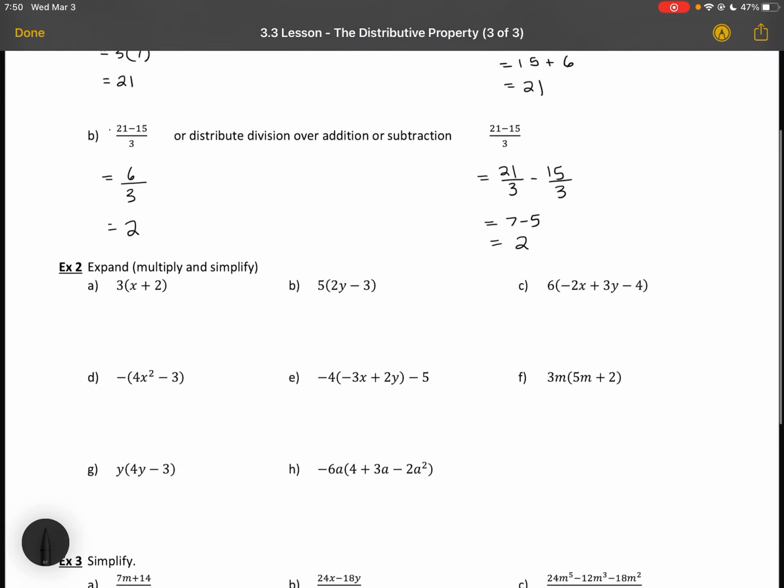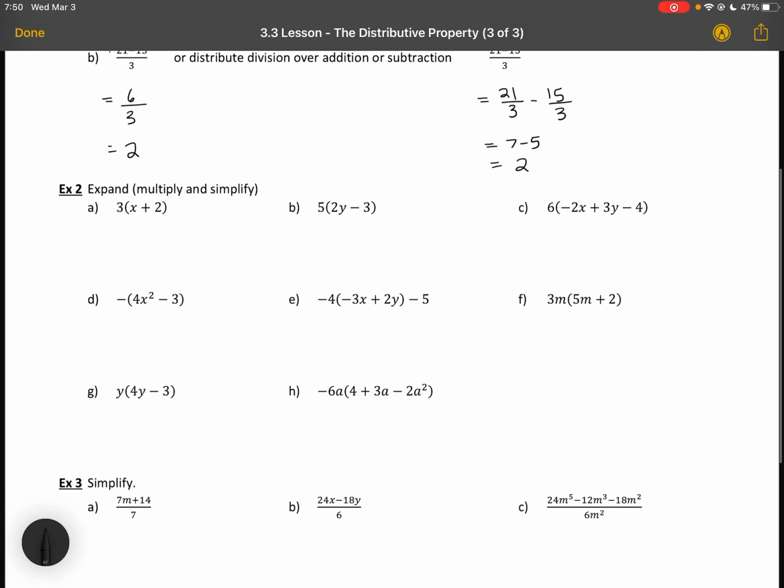So let's try some examples that involve variables. So we are going to expand, which means that we're going to multiply or get rid of the brackets and then collect any like terms that we might have. So I'm going to take the 3, multiply it by x, the 3, and multiply it by 2. So I have 3 times x plus 3 times 2, which is 3x plus 6. No like terms, so I can't go any further.